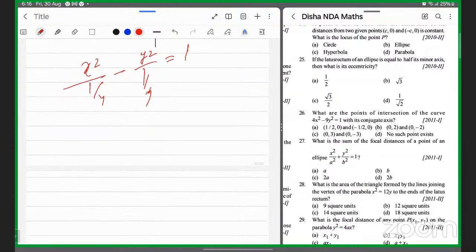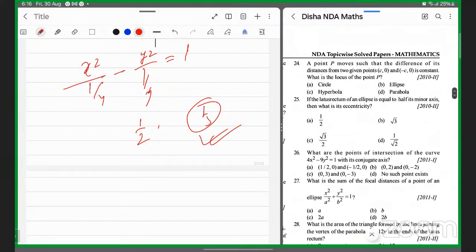The conjugate axis is the y axis. So we'll get 1 by 2, 1 by 3. Okay, so here none of these; no such point exists here. Right? We'll get (0, 1 by 3) and (0, minus 1 by 3). It should be the option. Understood? So no such option is present here.